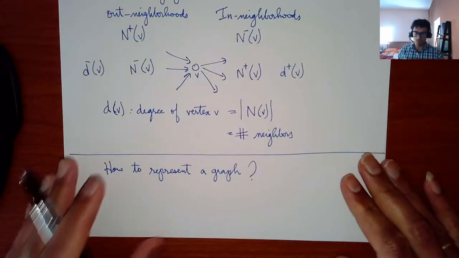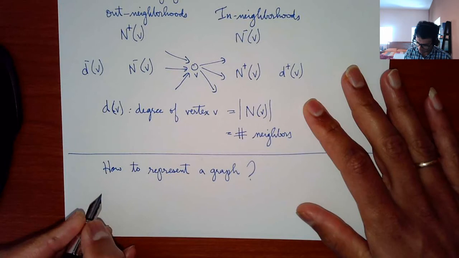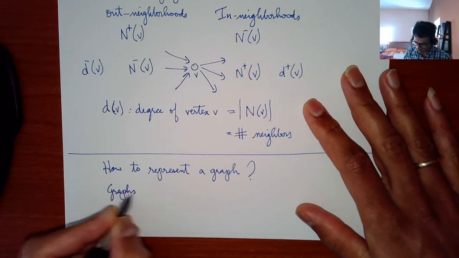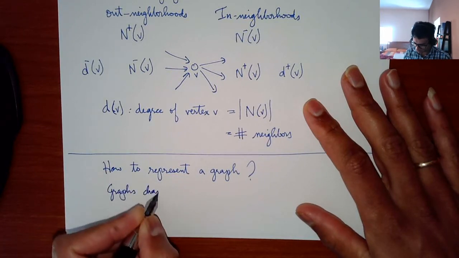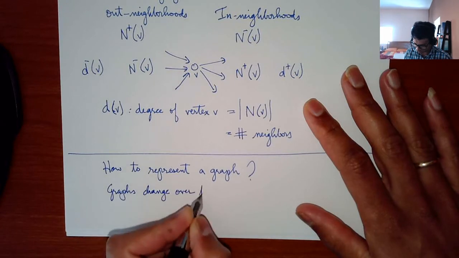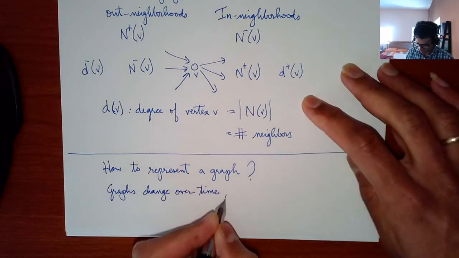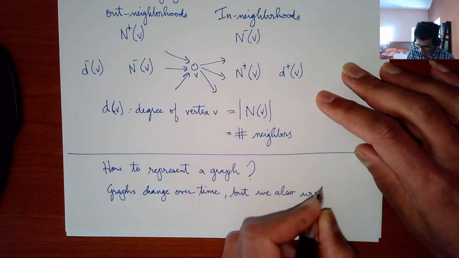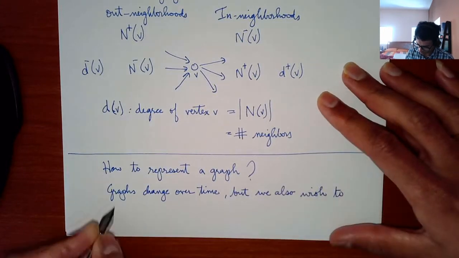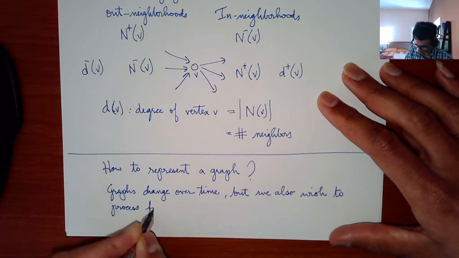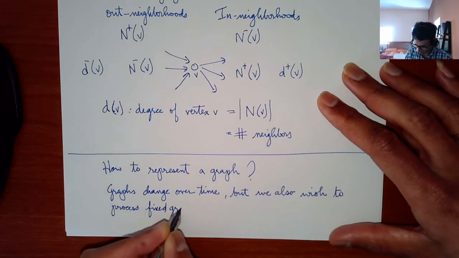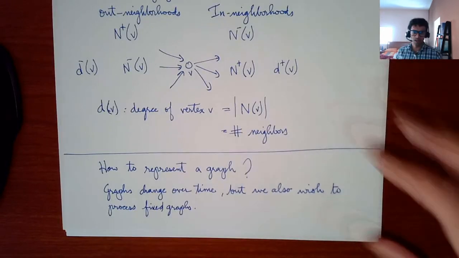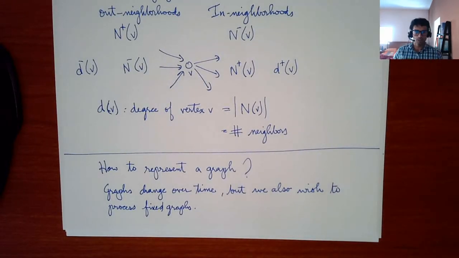Graphs change over time, but we also wish to process fixed graphs. So maybe the way to explain this is if you think about Google Maps and the fact that it's solving things in the road network. And that's actually what they do.